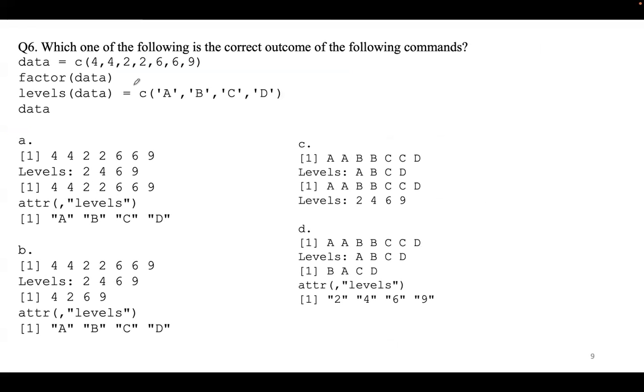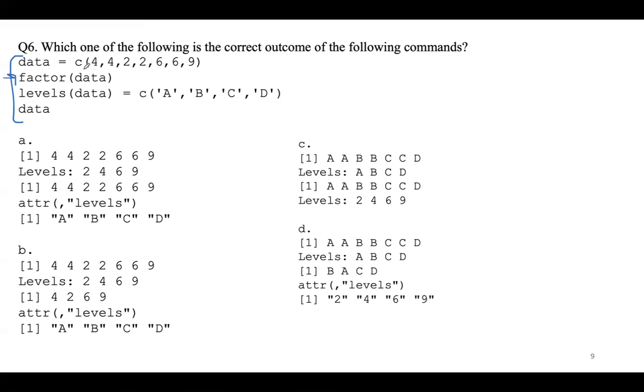So what is the correct outcome of the following commands? Remember, in this whole set, the first line is you specifying vector data. The second line is you making a factor data, but you're not saving that factor data anywhere. So data is still a vector. It's not yet a factor. You get data as a factor in this output here, but for the next line, data still remains a vector because you're not overwriting data.